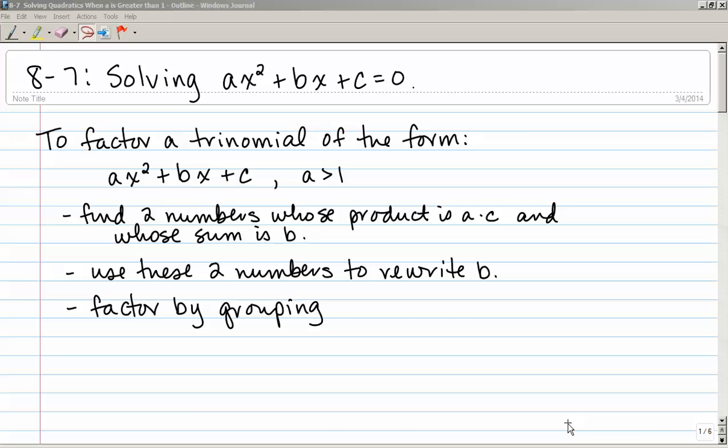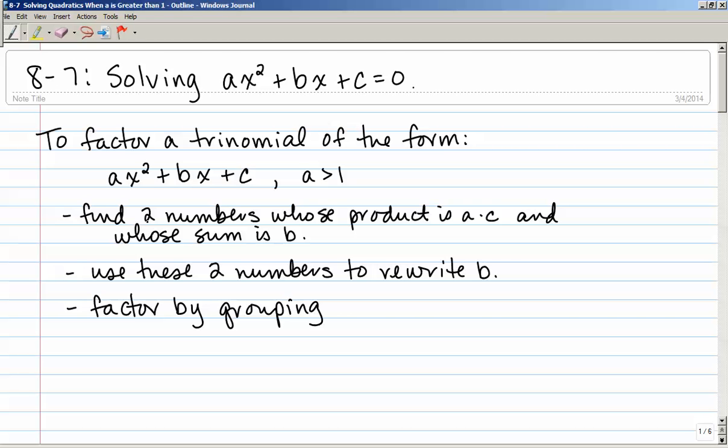Section 8.7 is on solving quadratic equations of the form ax squared plus bx plus c equals 0. This is a little different from the previous section because while we still have a quadratic equation that starts with an x squared and has a bx and a c, in this case a is going to be a number greater than 1. So a could be something like 2 or 3 or 5. To do this, we're going to basically use factoring by grouping.